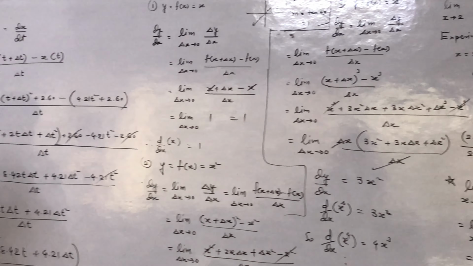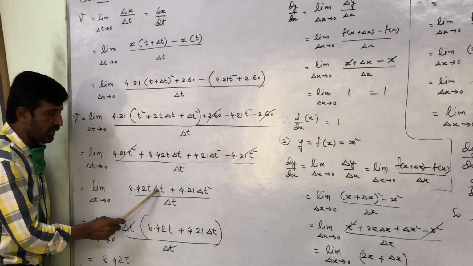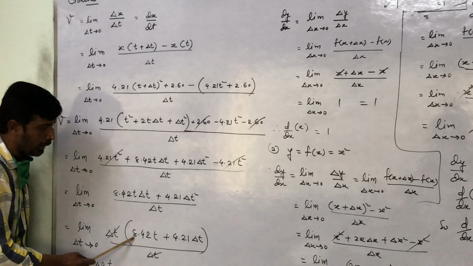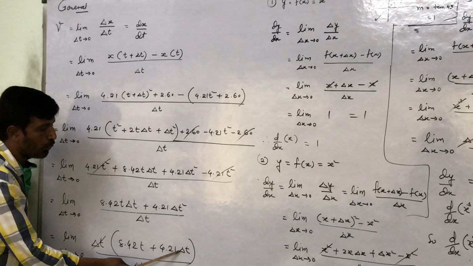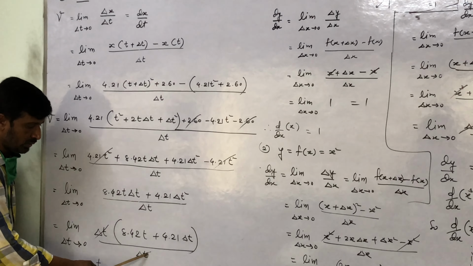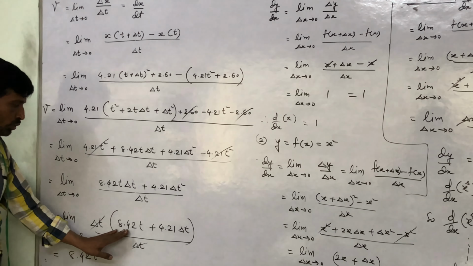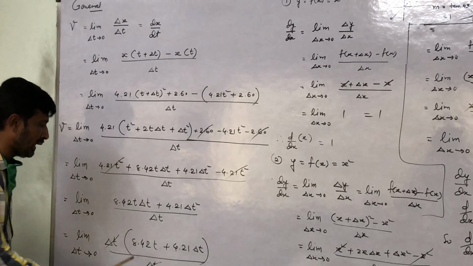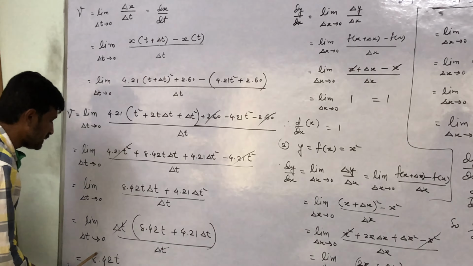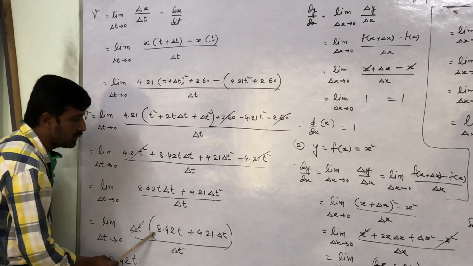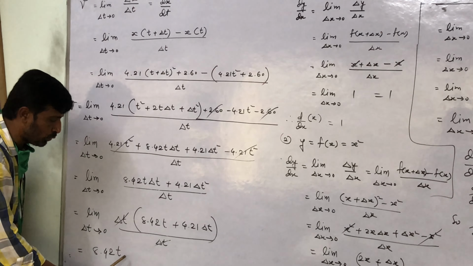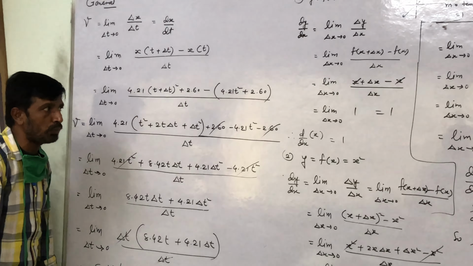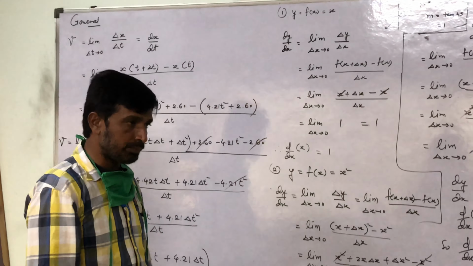In this trick here, if you take delta t common, taking common delta t, we get 8.42t plus 4.21 delta t, upon delta t. So delta t cuts out. Now it's a constant term. If you consider t constant, this term is going towards 0. So as a whole, as limit delta t tends to 0, this expression is going towards 8.42t. And this represents the instantaneous velocity of the particle at any instant t.